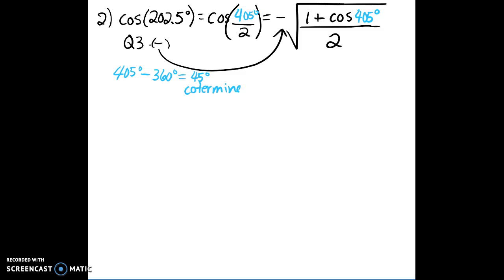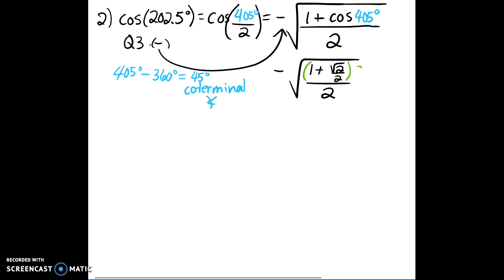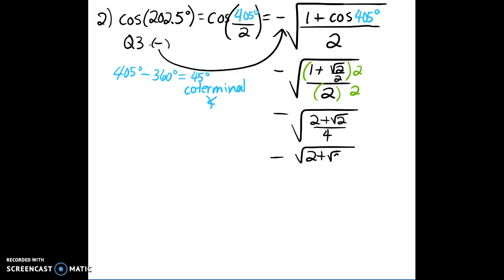I think that's always a good idea, so that you think about, okay, what quadrant is it in? What is my reference angle? In this case, it's 45 degrees, so that is the reference angle. So it's 1 plus cosine 45 is root 2 over 2. And then same thing again with the denominators. I would multiply top and bottom by 2 to get rid of that denominator. And then you'll end up taking the square root of the 4 in the denominator, leaving your answer like so.